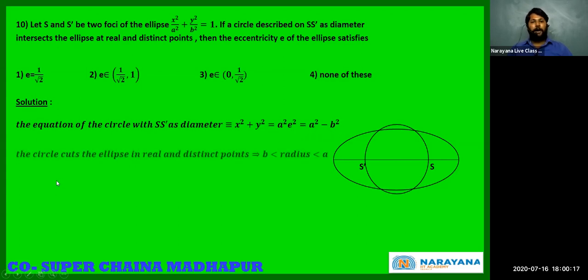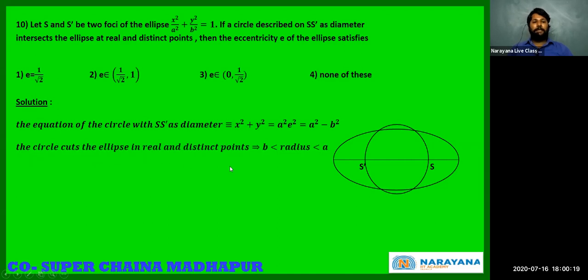Yes. Now the circle cuts the ellipse in real and distinct points only when the radius has to be greater than b and less than a. Can you see this? This radius must be greater than b, only then it will cut the ellipse vertically, and then it should be less than a, only then SS dash will lie inside the ellipse. And therefore your radius square, a square minus b square, must lie between b square and a square, correct? So we get two separate conditions.